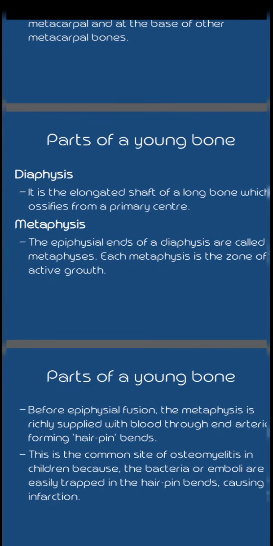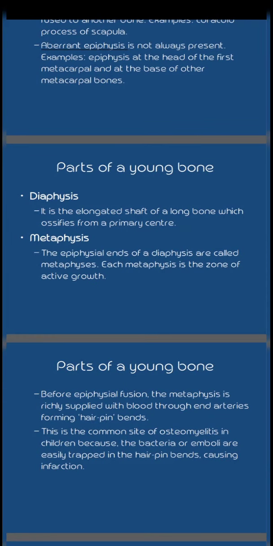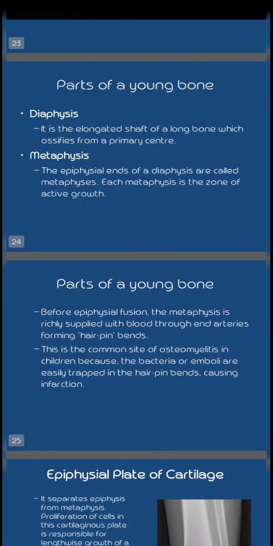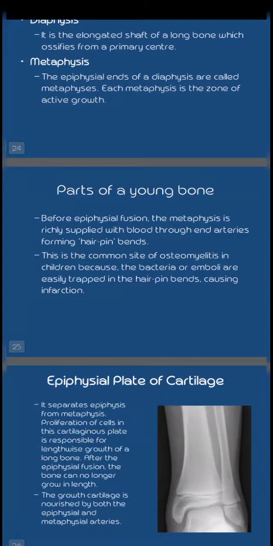Now let's talk about the other parts of the young bone. There are diaphyses and metaphyses. Diaphyses are the elongated shafts of the bone which ossify first, and they form the primary centers. Metaphyses are the epiphyseal ends of the diaphyses. Metaphysis is the zone of active growth in the bone. Here the lengthwise growth takes place.